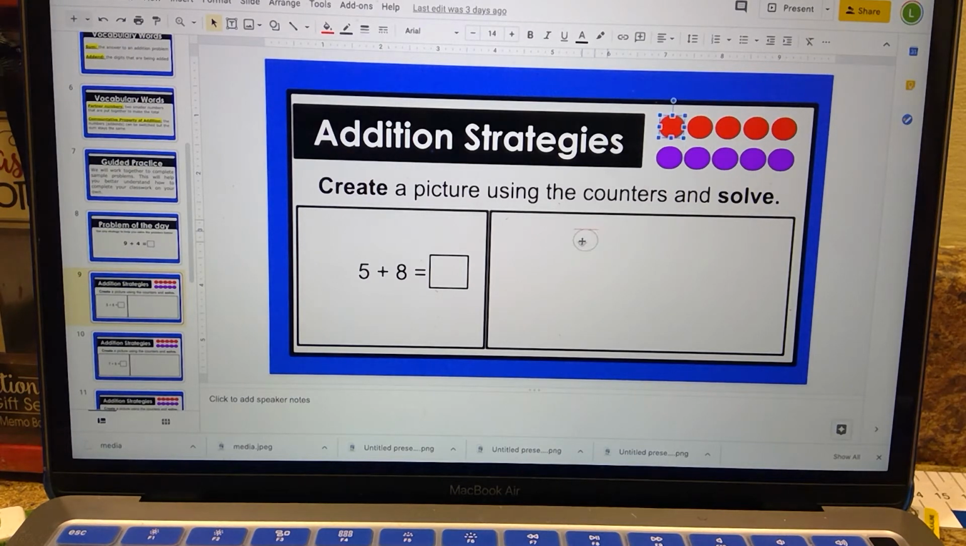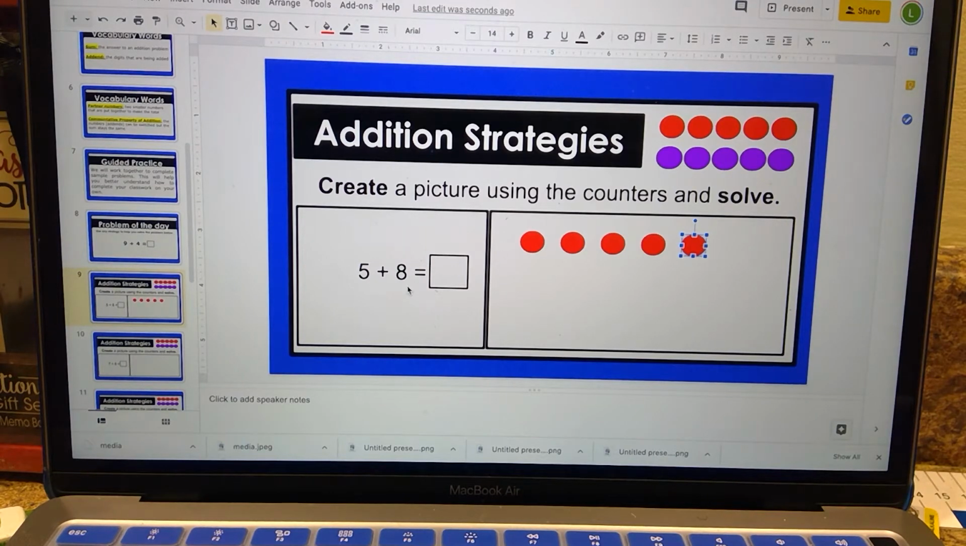So I'm going to bring down, the first number is 5. So I'm going to bring down 5 counters. So I got 1, 2, 3, 4, 5. Let me double check it. 1, 2, 3, 4, 5.